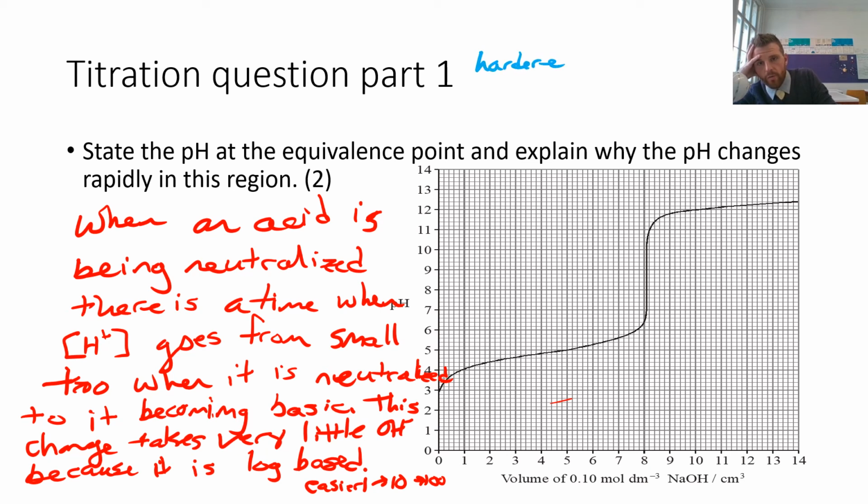So it's harder to go from like 1,000 to 10,000 to 100,000. The change is just so much more that to get to more extreme pHs, you need to make drastic changes. Whereas when it's becoming neutral, since it's log based, you don't need that much more addition of H plus or OH minus to make a drastic swing.